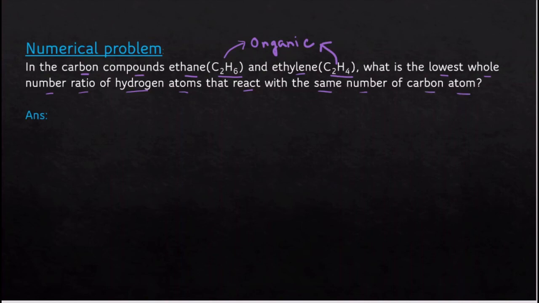So here directly it is not asked whether the compounds are following the law of multiple proportions or not, but based on the theory or the statement of the law of multiple proportions, we have to solve this problem. So the first compound is ethane, C2H6, and the second compound is ethylene, C2H4. In both the cases, we can see the number of carbon atoms are the same.